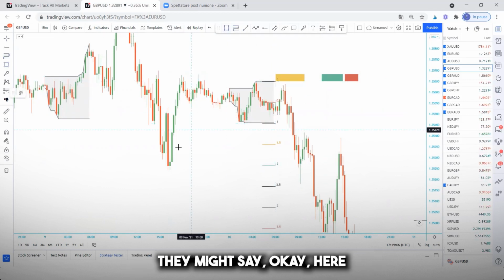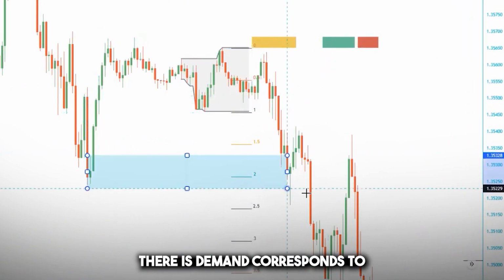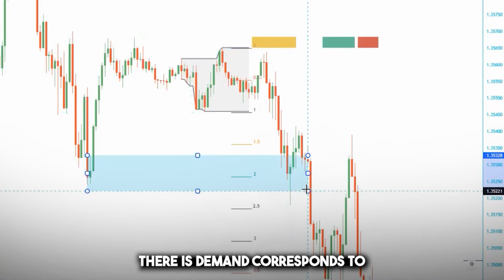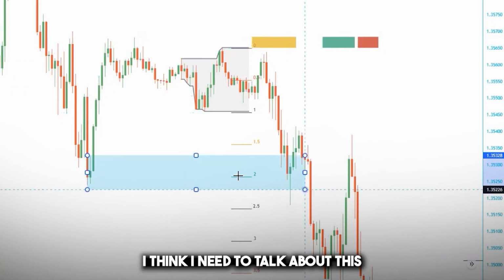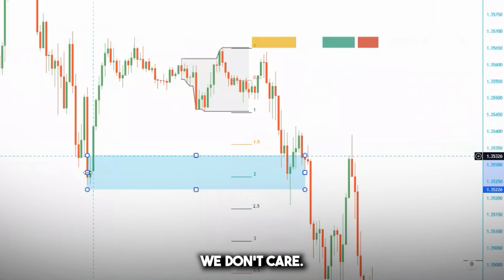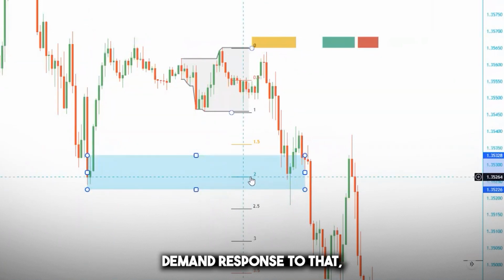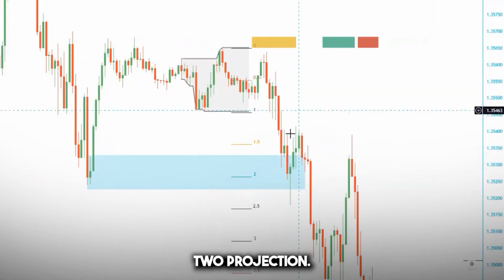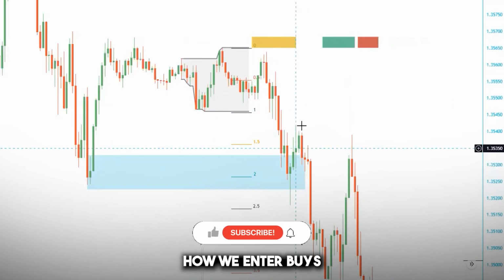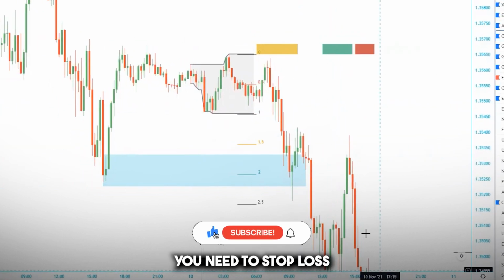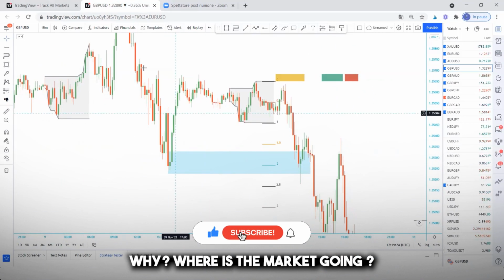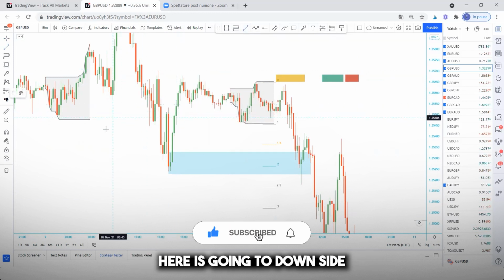They might say, oh, okay, down here there is demand corresponds to, and I think I need to talk about this because I know some people will do it. Down here we have demand corresponds to the 2 projection, and I will look for buys. I will enter buys, and then you hit the stop loss. Why? Where is the market going? Here, it's going to the downside, all right?